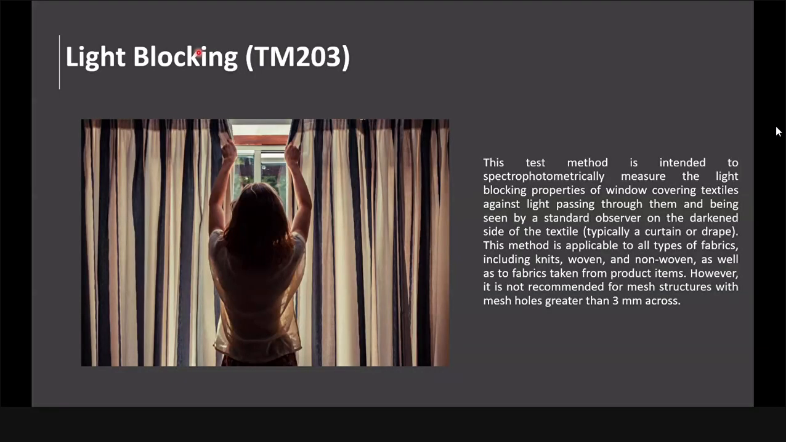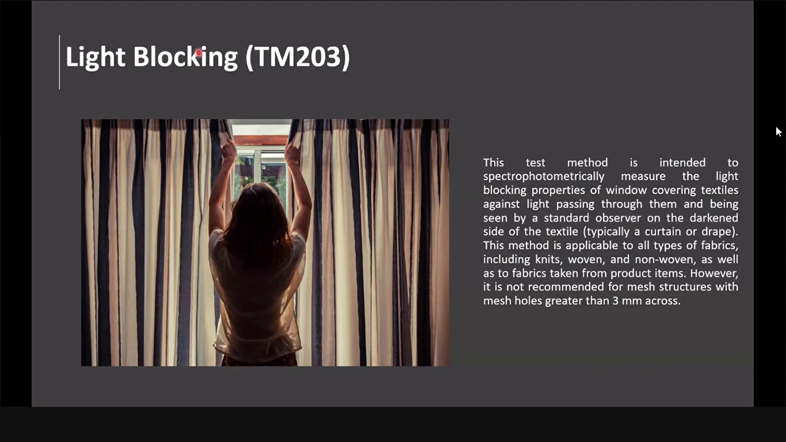And then we have light blocking. It is a very specific attribute only for textile. There are two methods used nowadays in home textile for light blocking. One is light blocking TM203. The second one is the searing method. Here we have to understand there is a little difference.